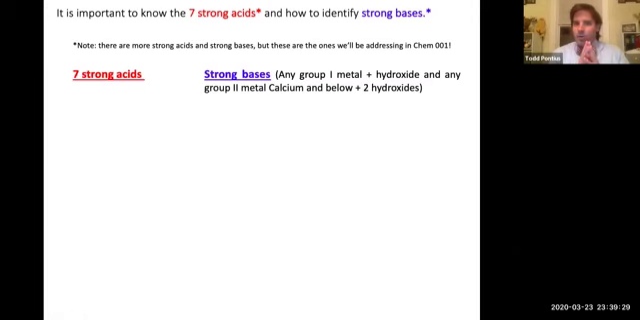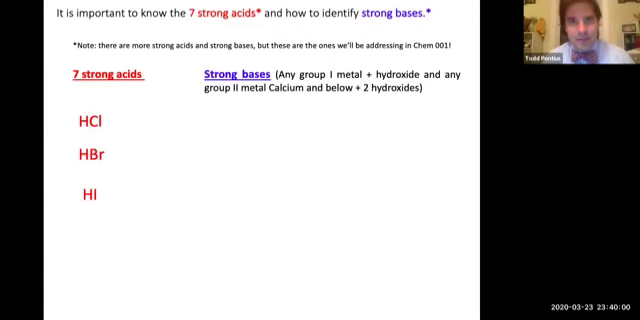It is important to know the 7 strong acids and how you can identify a strong base. The 7 strong acids are as follows, and you'll notice that these first 3 have a little bit of a pattern. We have HCl, HBr, and HI: hydrochloric acid, hydrobromic acid, and hydroiodic acid. You don't need to know those names, but you do want to be able to recognize these as being strong acids. So what do these all have in common?